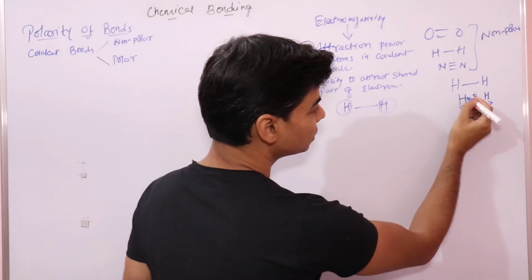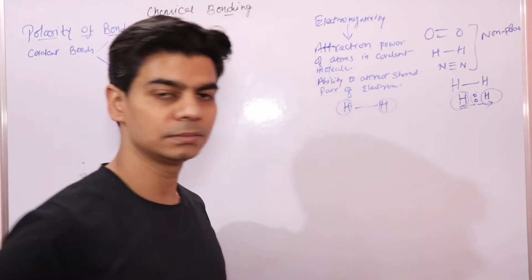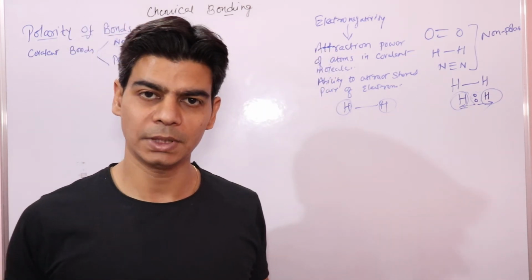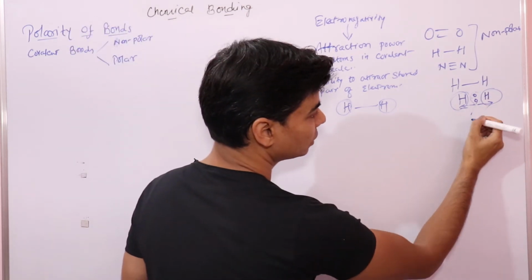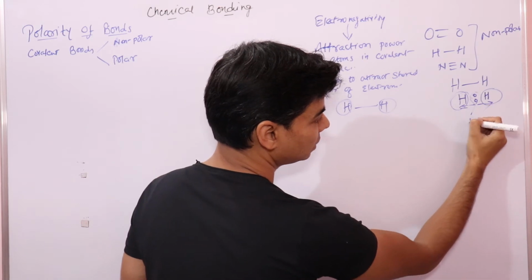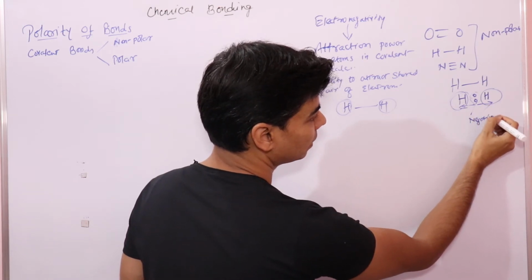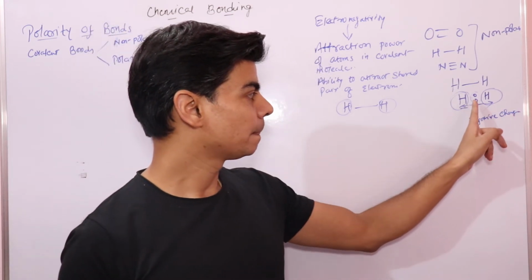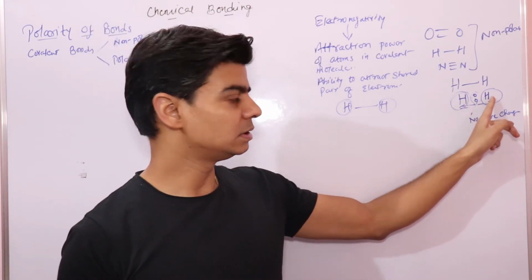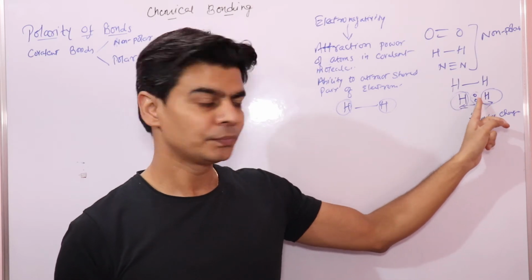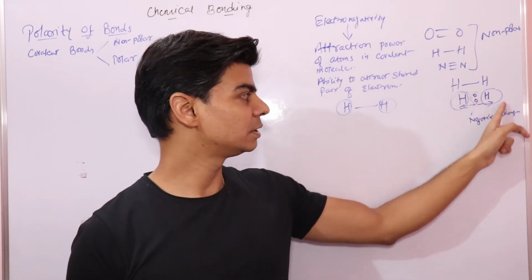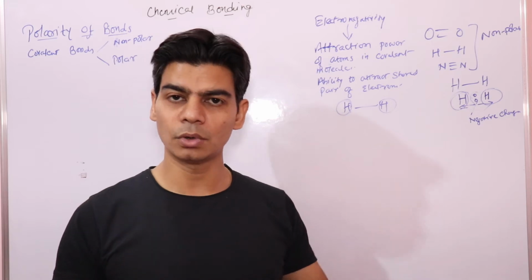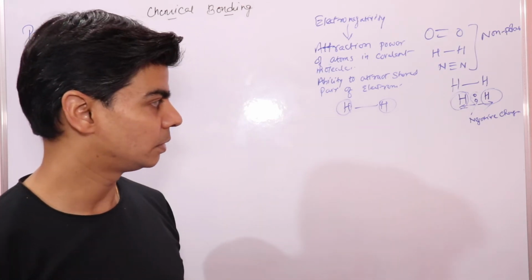So both these atoms do not have any charges, right? Because this electron pair is nothing but a negative charge, remember, right? And since it is at equal distance from both the hydrogen atoms, they do not have any charge, when we are talking about charges.